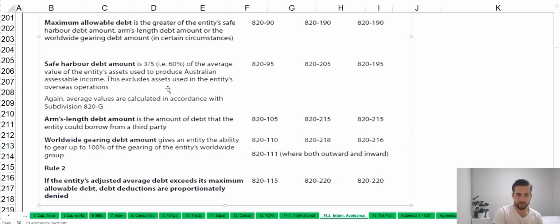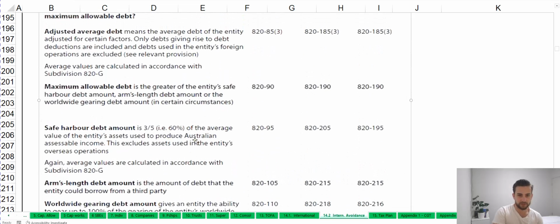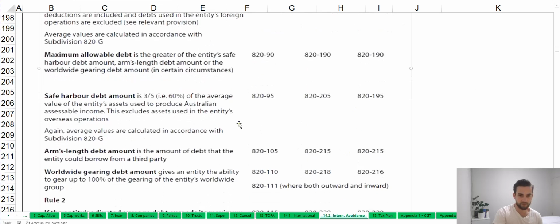Safe harbor debt amount is 3/5, i.e. 60% of the average value of the entity's assets used to produce Australian assessable income. This excludes assets used in the entity's overseas operations. So basically what you do is you calculate all the assets used to produce the Australian assessable income. You take 60% of that, and you ignore all assets related to foreign overseas investment.